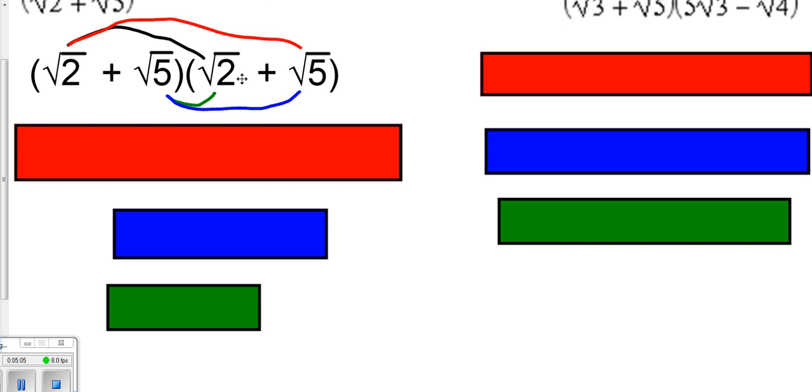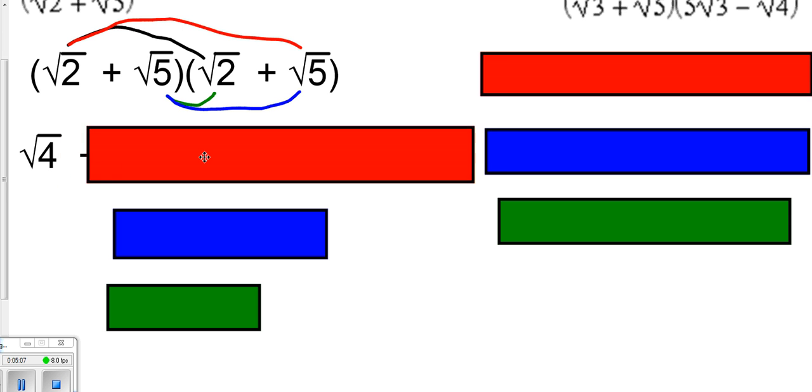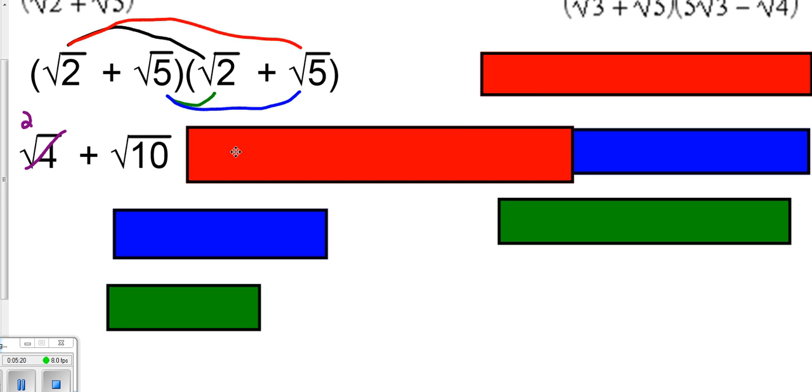Now, square root of 2 times the square root of 2 becomes the square root of 4. We can simplify that right away. We know that's going to come out to 2. So that'll make things a little easier for us. Square root of 2 times the square root of 5 is square root of 10. That we can't simplify any.